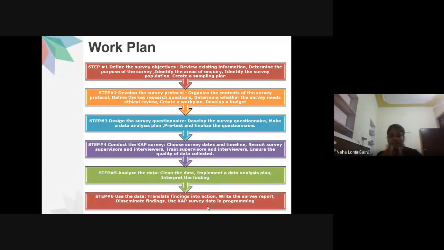Just recruiting the supervisor is not enough. You have to train them. Okay, this is the questionnaire. How you are going to ask the questions, what points you have to keep in mind, how you have to go about it. And then you have to ensure the quality of data collected as well. Because for this KAP survey, the population size is too high. So you single-handedly cannot survey the whole population. So you have to have a team. You have to have supervisors and interviewers. Interviewers will interview, supervisors will ensure the quality of data, and you will then further check the reliability of your data.